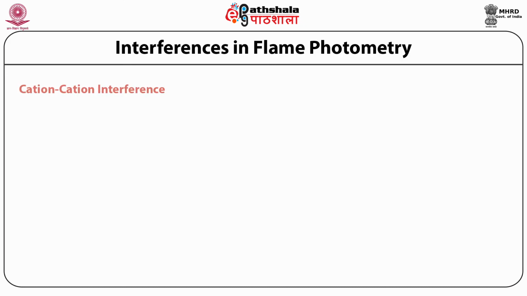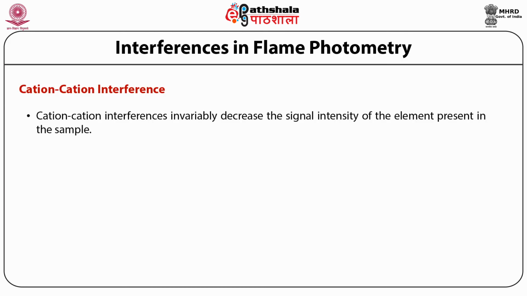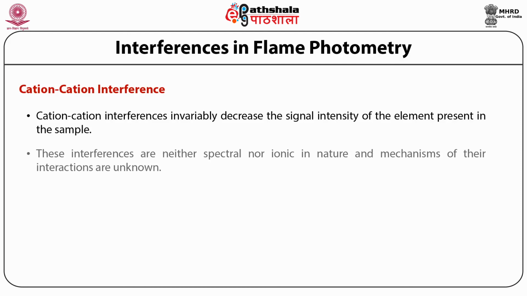The third one is the cation-cation interference. Mutual interferences of cations have been observed in many cases. Cation-cation interference invariably decreases the signal intensity of the element present in the sample. These interferences are neither spectral nor ionic in nature, and the mechanism of their interaction is unknown. An example of cation-cation interference is that aluminum interferes with calcium and magnesium, and also sodium and potassium have cation-cation interference of one another.